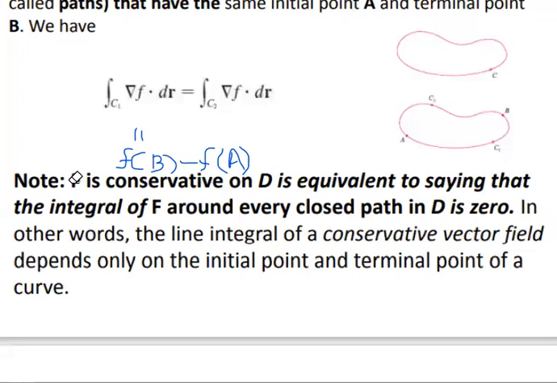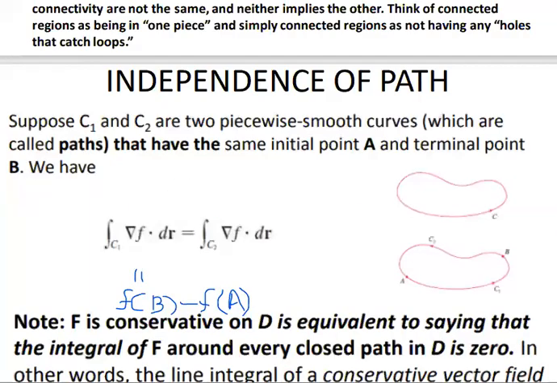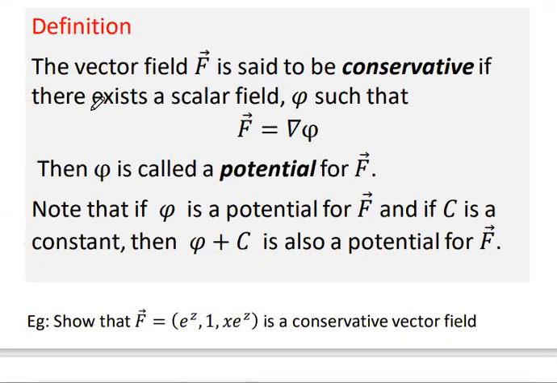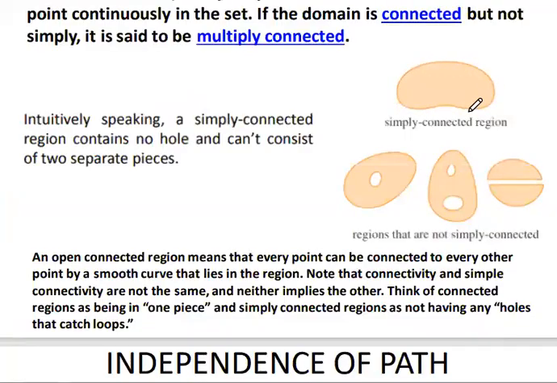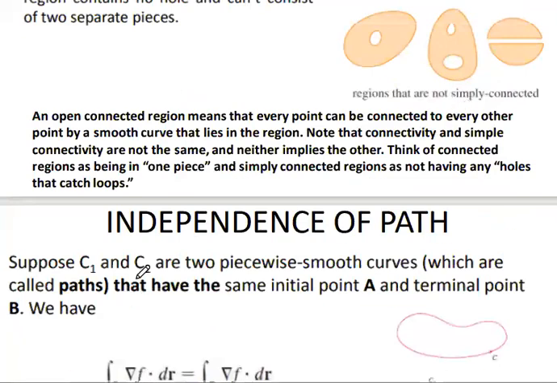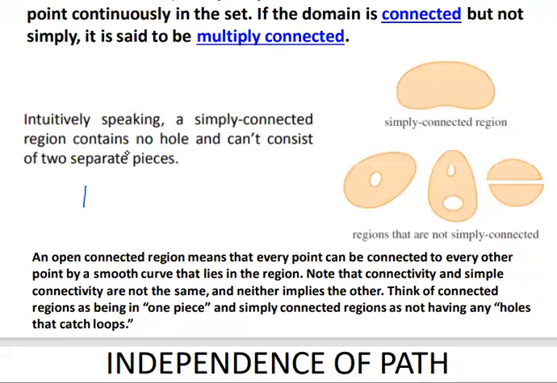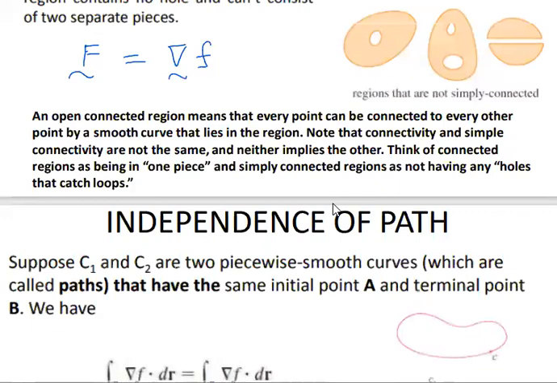Let's assume that the field is conservative. We know that if it is conservative, there exists a scalar valued function such that, since F is conservative on a simply connected domain like this, the gradient of the scalar function f is equal to your force, your vector field F.